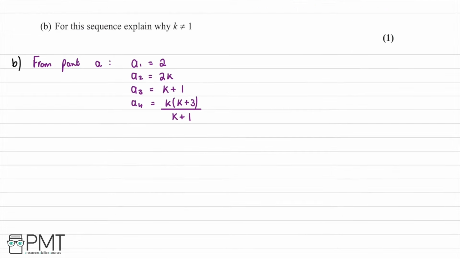So in part B of this question, we're asked for this sequence to explain why k is not equal to 1. So what we've got here, these are our first 4 terms of the sequence. This was from part A, where we had 2, 2k, k plus 1, and k lots of k plus 3 over k plus 1. So what we're going to do is substitute in k equals 1. So we'll just write here, for k equals 1, there is no k term here, so we'll have that a1 is going to be equal to 2.